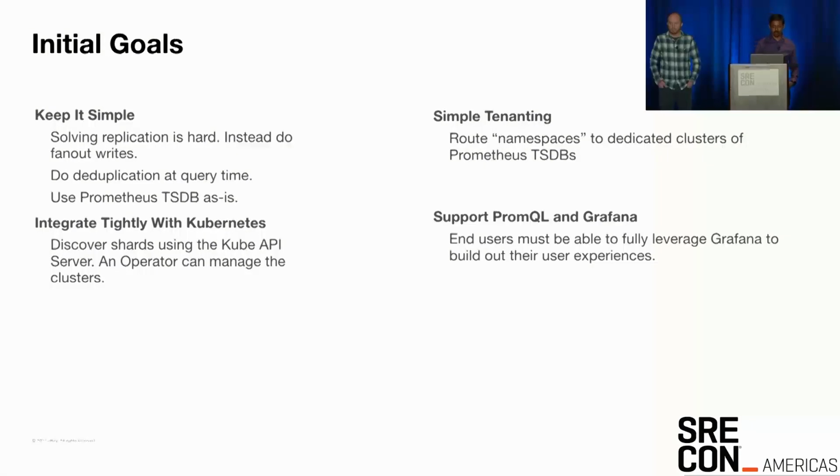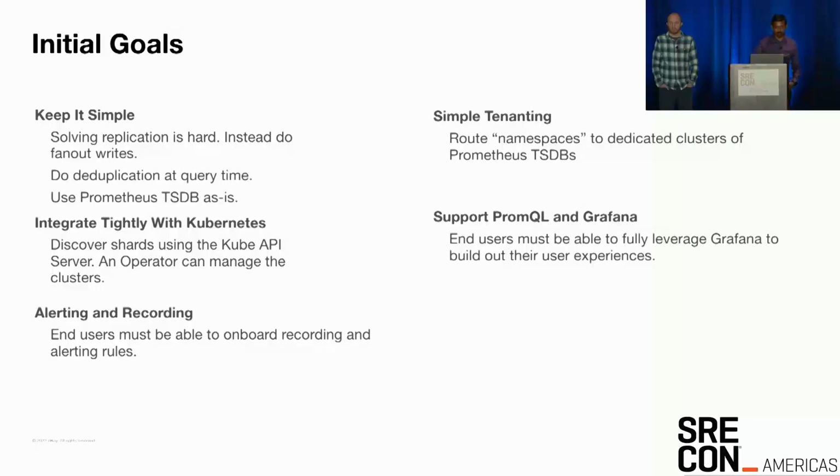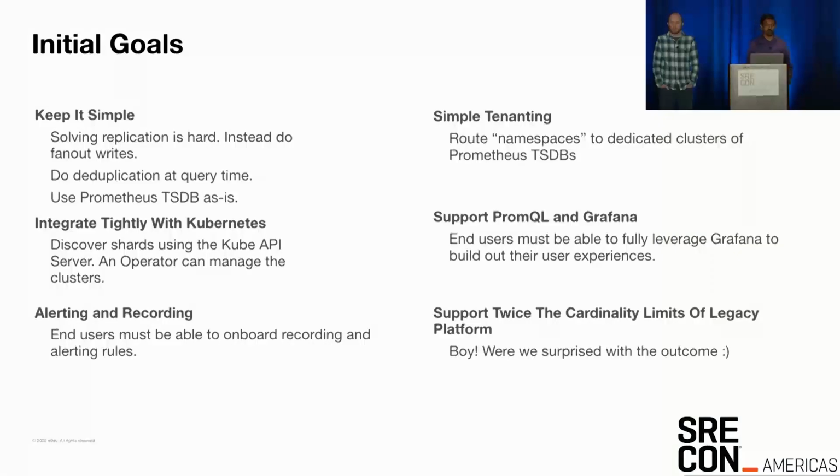We wanted to support PromQL and Grafana, two widely popular ways of observing your data that you're ingesting, and support alerting and recording. So a user should be able to roll up if their cardinality is high and they want to view the data for a longer period of time. They should be able to set up threshold-based alerts. And the initial goal was, we were supporting 2 million time series per second. We should be able to get to at least 4 million. But the outcome was wildly different.